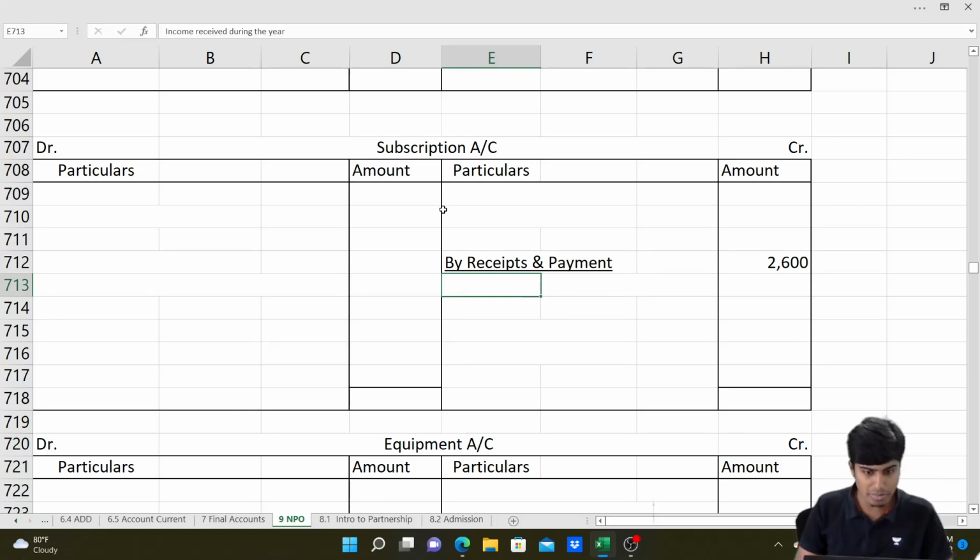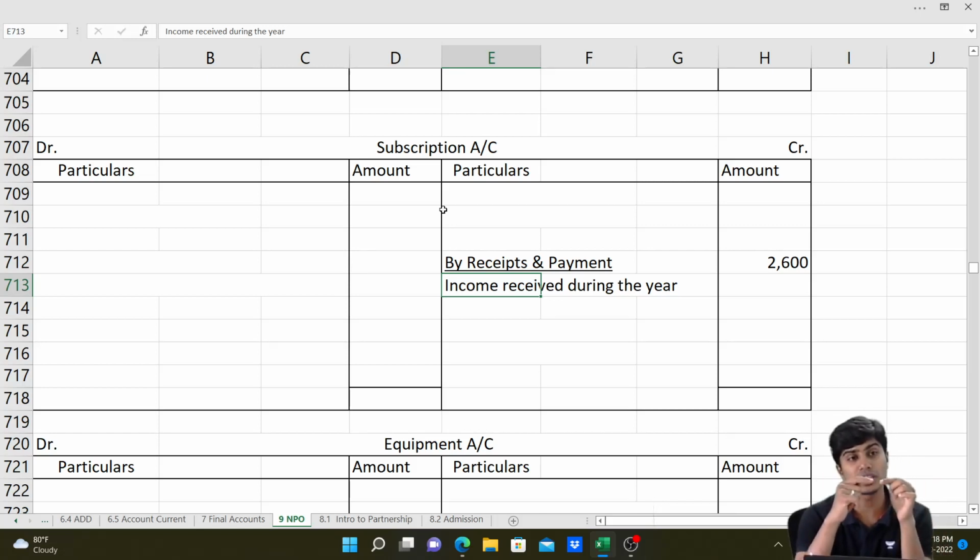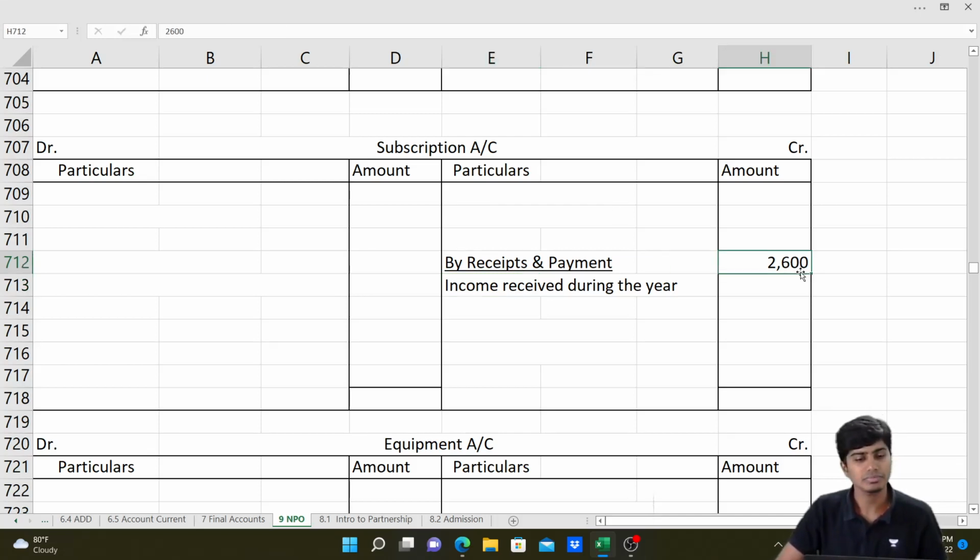So this is income received during the year, but it doesn't just belong to the current year. There might be part of this 2600 which belongs to the previous year, or part of this 2600 might belong to next year. We are not going to straight away take 2600 as our current year income. We'll first adjust it and then identify how much of it belongs to the previous year, how much belongs to next year, and only after this we'll figure out how much belongs to the current year and then transfer it to income and expenditure. Got that? Great. So 2600 is our current year receipt.